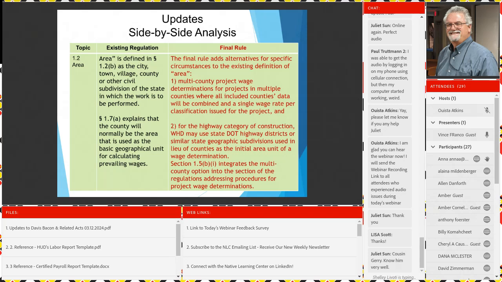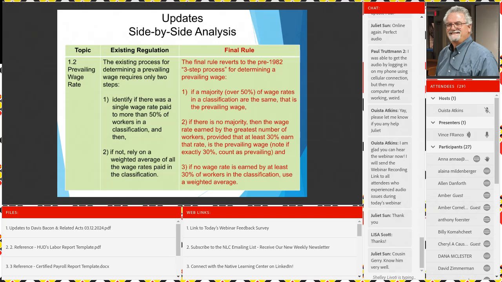Okay, thank you. Just looking at the comments again. Okay, area, more prevailing wage rate. Existing talks about 50% worker classification. Now, again, these are more high-end internal classification, moving to a 3-rule, reverts to pre-1982, what they call a 3-step process for situations. Doesn't really affect us on a daily basis.